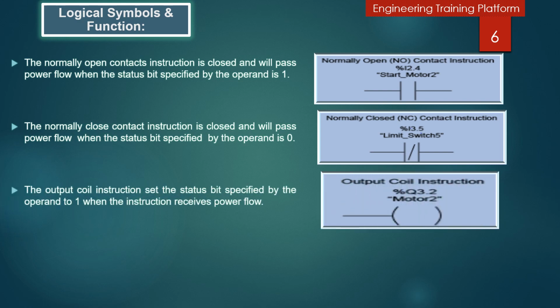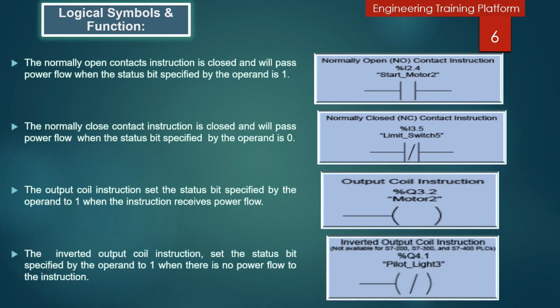The output coil instruction sets the status bit specified by the operand to 1 when the instruction receives power flow. The inverter output coil instruction, which is not available for S7200, S7300 and S7400 PLCs, sets the status bit specified by the operand to 1 when there is no power flow to the instruction.